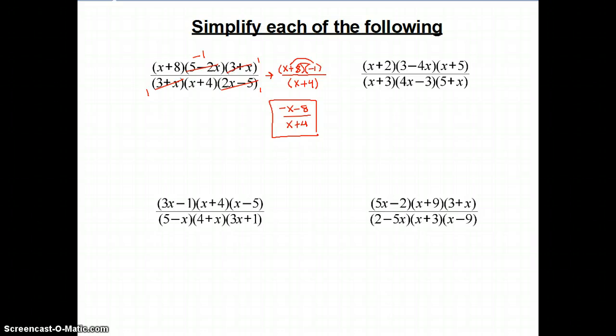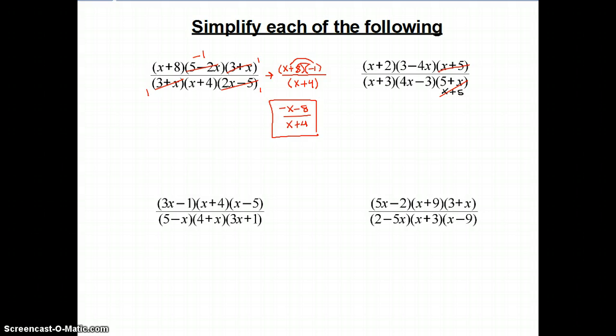To the right, first I'm going to look for identical factors where all the terms have the same sign. X plus 2 doesn't have any identical matches. Neither does the 3 minus 4x. But this positive x plus 5 does in fact match with the positive 5 plus x. If it helps you to rearrange these, you may. Positive 5 plus x can be rewritten as positive x plus 5, which does in fact match exactly to the x plus 5 in the top. So these two cancel each other out completely.